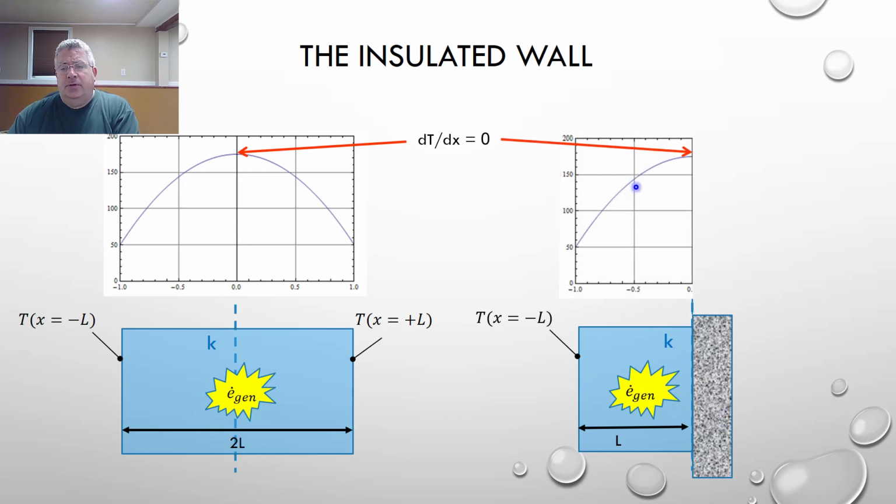A couple things to point out: the highest temperature in a wall with energy generation and one side insulated is against the insulated wall, as you would think, and all the rest of the energy is going to move out of the left-hand wall.